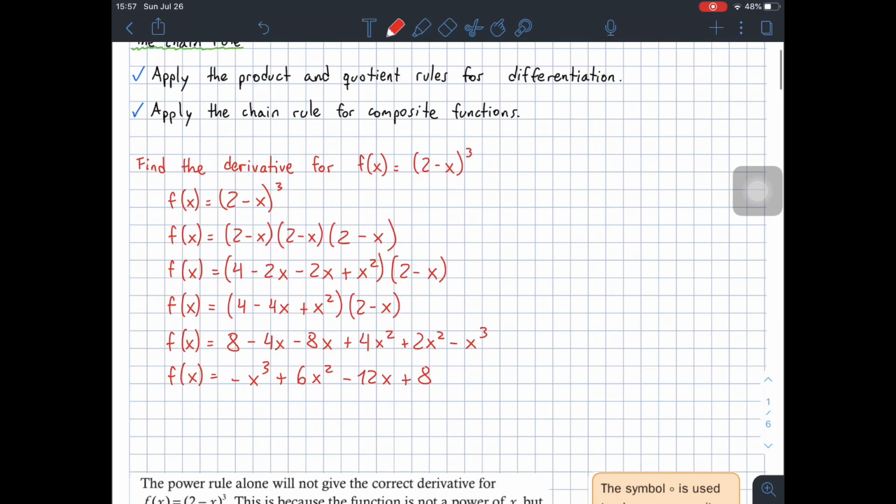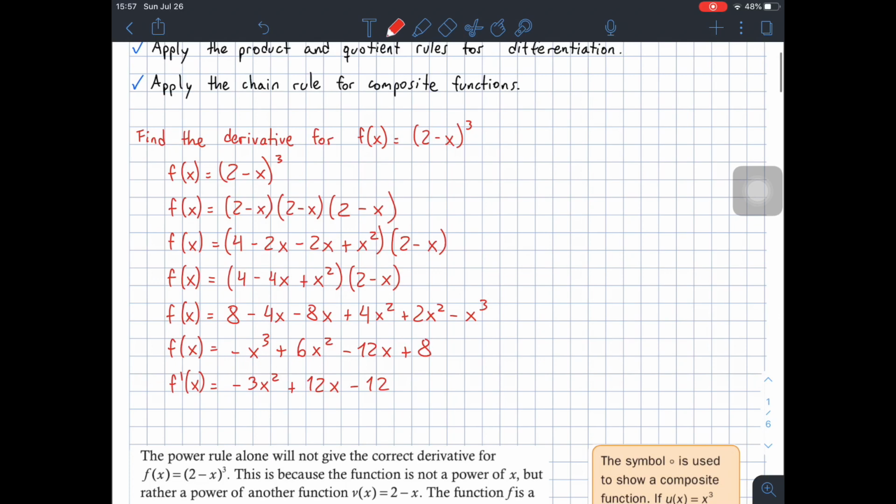Okay, now that I have expanded this expression, now I can find the derivative by applying the power rule, right? This is something that we already know. So if we find f prime of x, this would be equal to negative 3x squared plus 12x minus 12. And this is the derivative of the initial function we wrote here, okay?